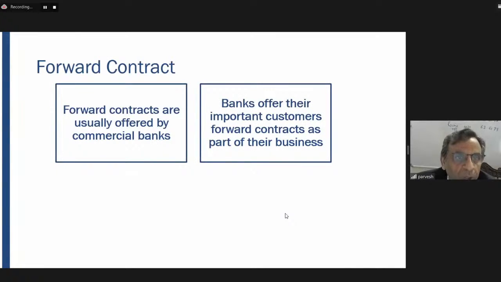Banks offer important customers forward contracts as part of their business. All the big banks and big branches will tell you that this product is available. If you're a businessman and want to hedge the money you're going to pay or receive in a foreign currency, you can always enter into a forward contract by approaching your bank. So banks will generally offer this product.